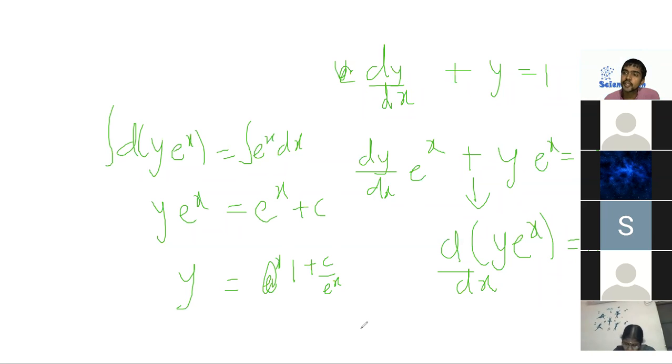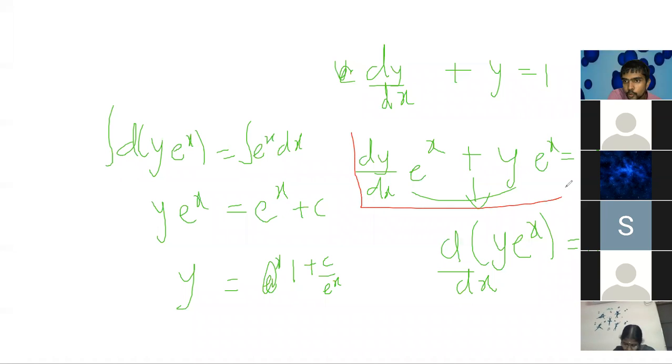So what was the trick involved here? I'm multiplying left side and right side with the same number such that on the left side the two terms get packed into one term. Let's do one more question.